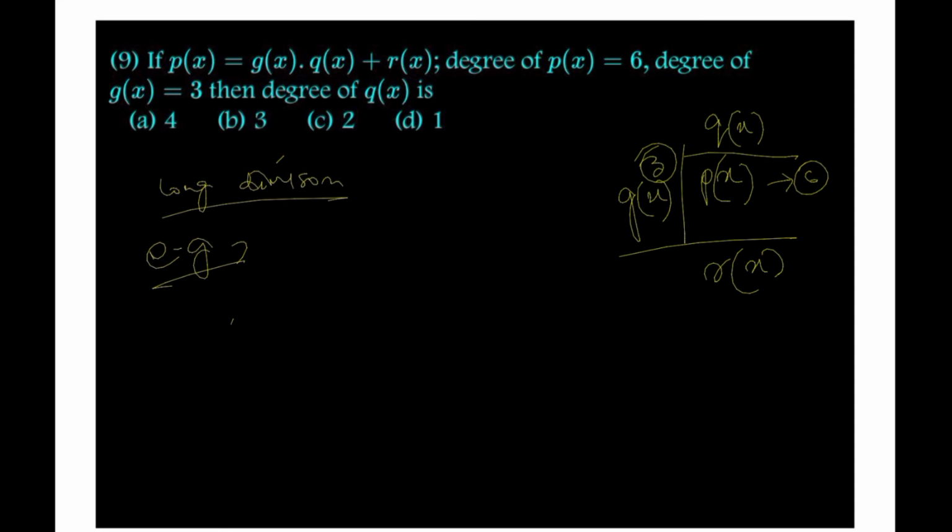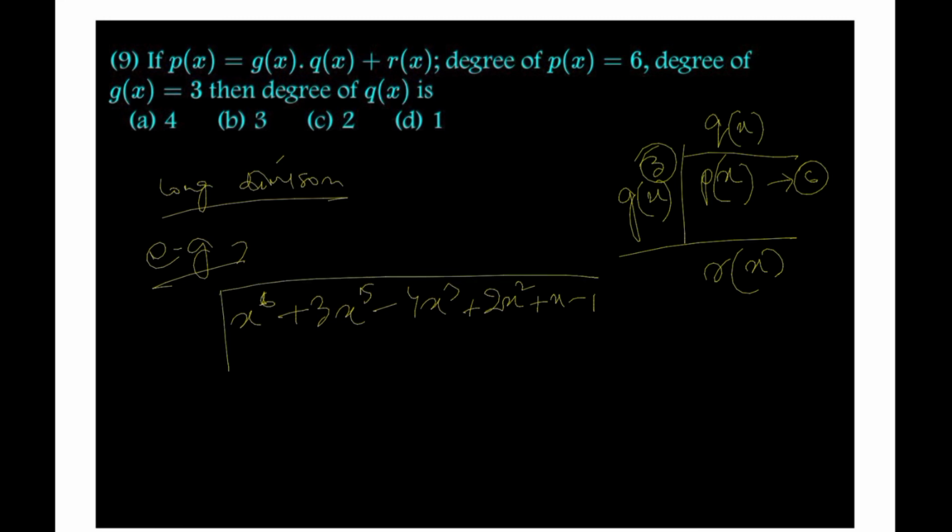Suppose we take an example as p of x is equal to x raised to the power 6 plus 3x to the power 5 minus 4x cubed plus 2x squared plus x minus 1. And if we divide it by another polynomial, suppose the polynomial is x cubed plus 3x squared minus 1, then what will we get as quotient?